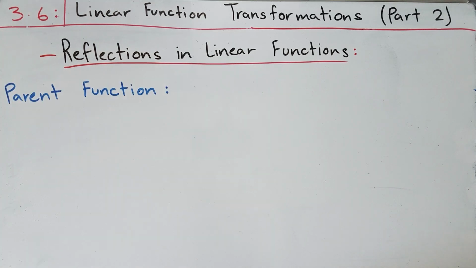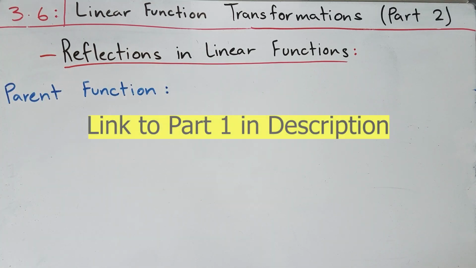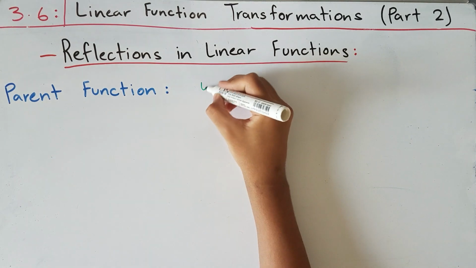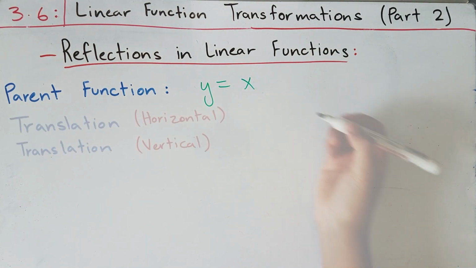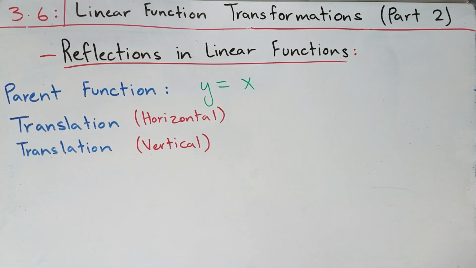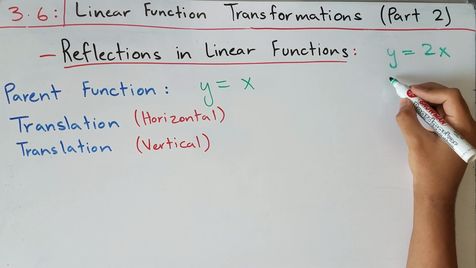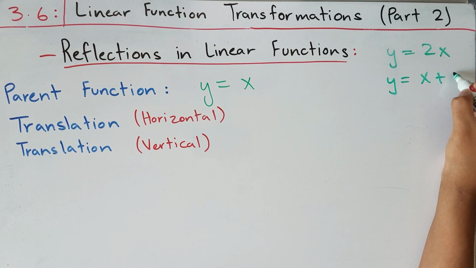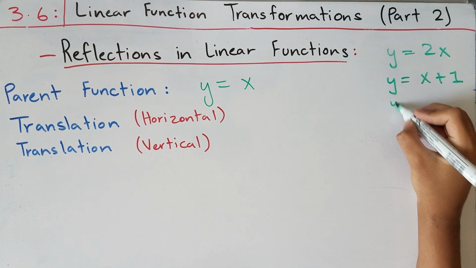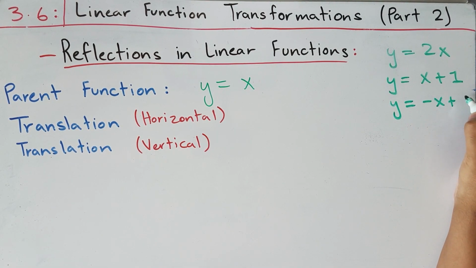In part 1 of linear function transformations, we learned about the translation transformation, in which we learned that the parent function of all linear equations is represented with y equals x. We also learned that every other function outside of y equals x is a derived function. Some examples of such functions could be y equals 2x. You could come up with y equals x plus 1. Or you could come up with y equals negative x plus 5.